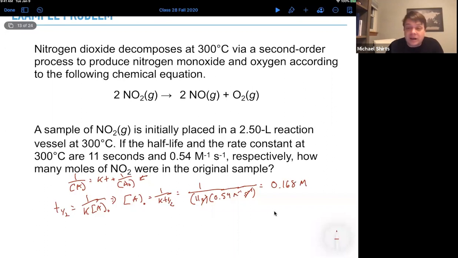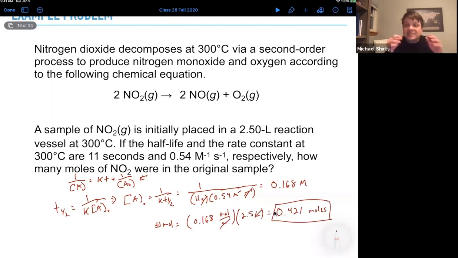But we're not done, right? We want the number of moles. So the number of moles will just be 0.168 moles per liter times 2.5 liters. The liters cancel, and we get 0.421 moles. That's the number of moles of nitrogen dioxide we started out with. Okay, so that's how you handle second order integrated equations. Again, the process is relatively straightforward. You have an integrated rate law, which you can look up, and then you just plug in and do algebra.